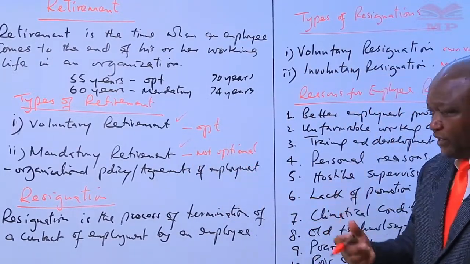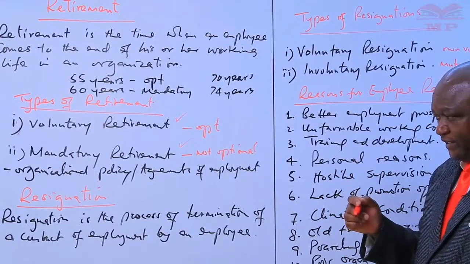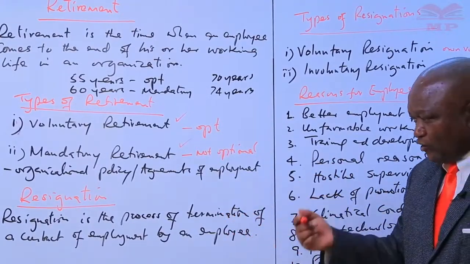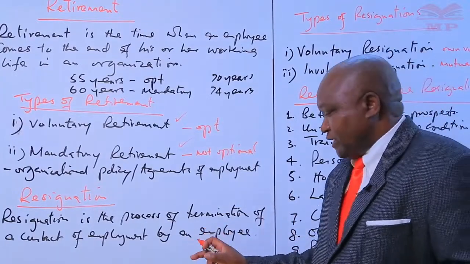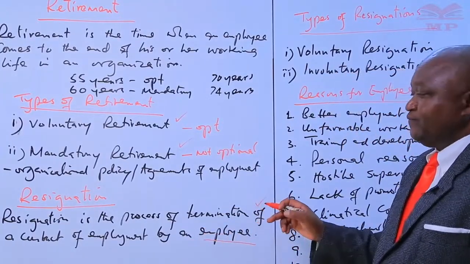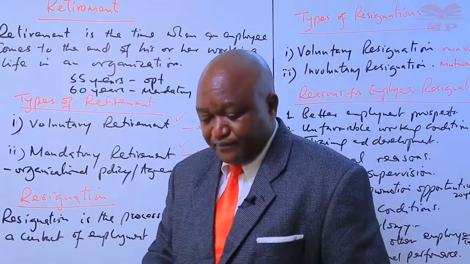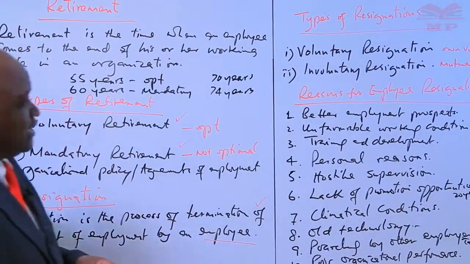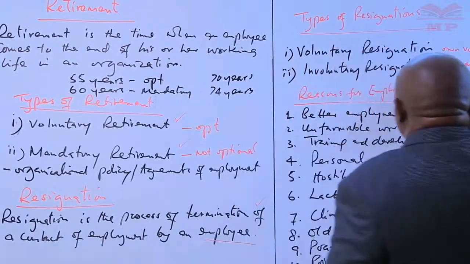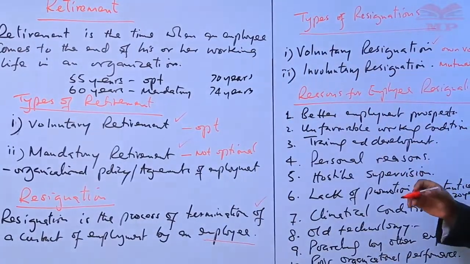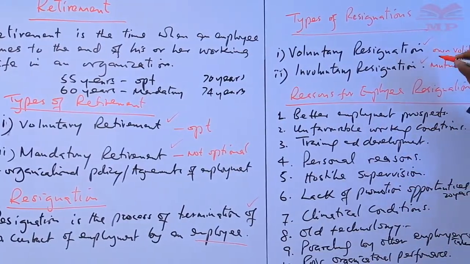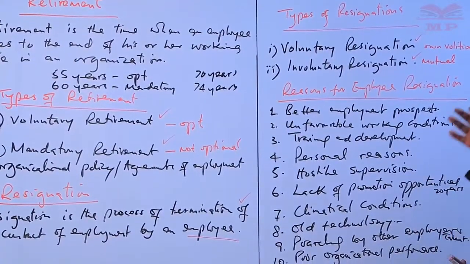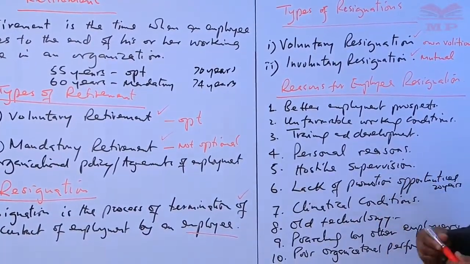And when it comes to resignation, we have indicated that resignation is the process of termination of a contract of employment which is initiated by an employee. And there are various types of resignations, and we have indicated that there is what you call voluntary resignation, number 1, and number 2, involuntary resignation.